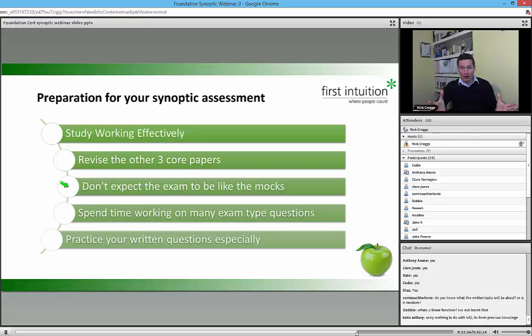It's very, very unlikely. So you want to spend your time working on as many different exam type questions as possible. So if your provider has lots of mocks, do all of them. You're only really cheating yourself if you skip a mock or 2. Do as many of them as you can. Do the AAT mocks. Do the AAT e-learning. Read the examiner's feedback and things like that. Get as much information as you can for this one.